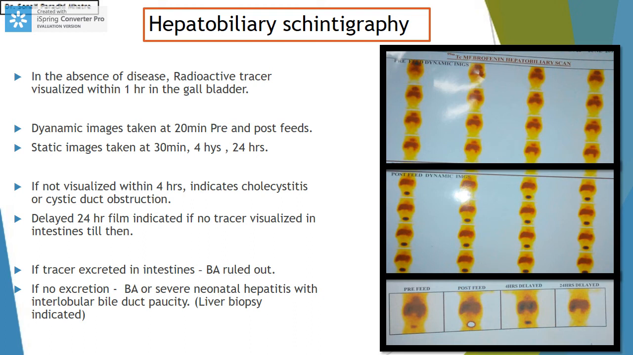If the tracer gets excreted into the intestine and is shown, then biliary atresia is ruled out. However, if there is no excretion, then it can be either biliary atresia or severe neonatal hepatitis with interlobular bile duct paucity. And in this case, liver biopsy is indicated. So it is not very specific, but yes, it is a very sensitive indicator.